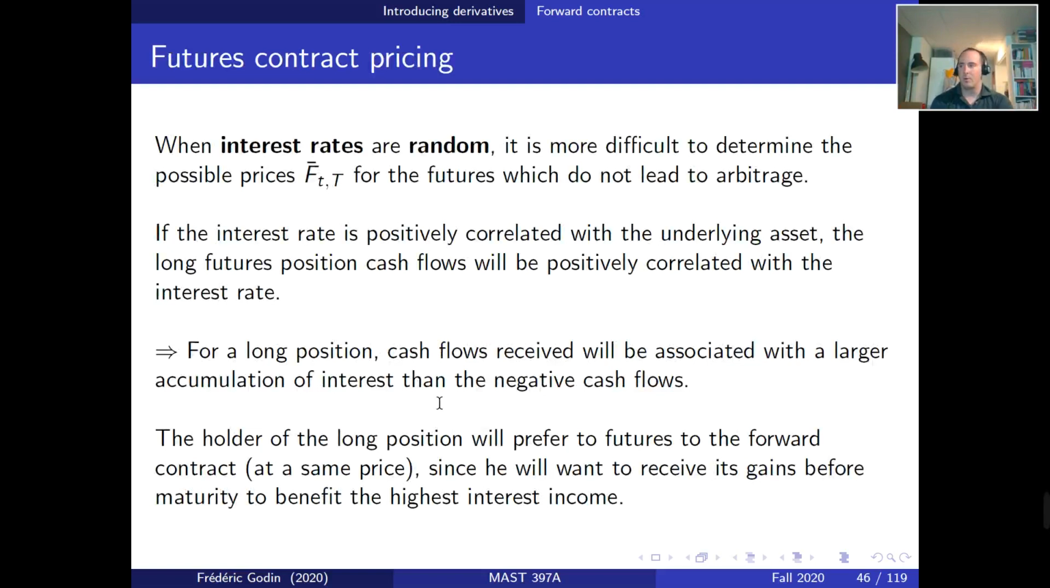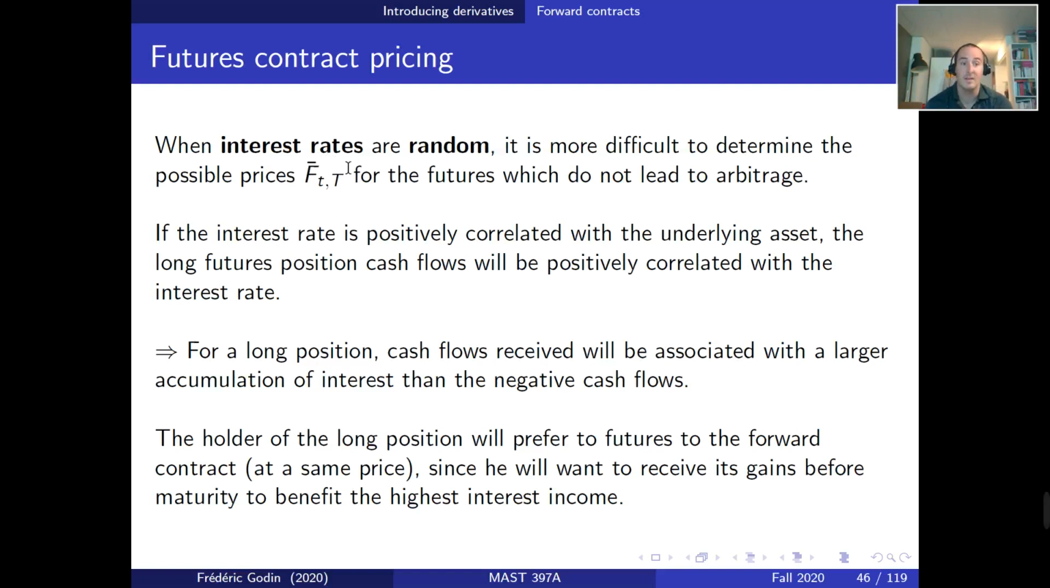Okay, so this constant interest rate business, well, we might agree or argue that it's not 100% true, because in practice, interest rates fluctuate through time randomly. So we cannot predict in advance what interest rates will be in 1 year, in 2 years, etc. Okay, so in the case of random interest rates, it's harder to determine what would be the possible prices for the futures contract. So we could ask ourselves, what are the possible prices of the futures contract at time t which do not lead to arbitrage, and this is more complicated.